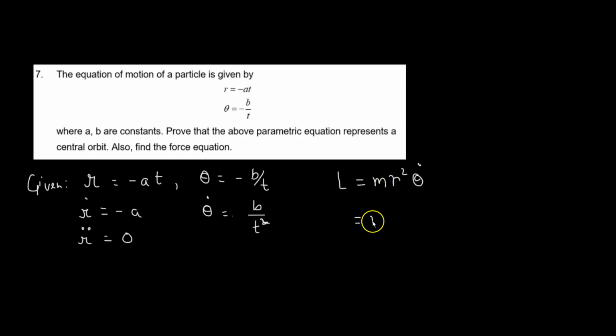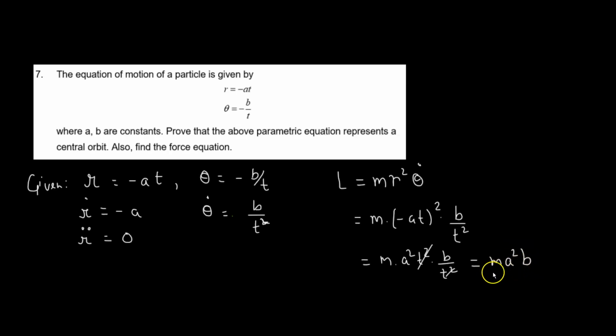So we have m times r, where r here is negative at, whole squared, times theta dot. Theta dot is b over t squared, which equals m times a squared t squared times b over t squared. So the t squared gets cancelled, and that leaves us with m times a squared times b. A and b are constants, that's already given. We will consider mass to be constant for the particle. So this is constant, and because our angular momentum is constant, we know for sure that these two equations, r equals negative at and theta equals negative b over t, represent a central orbit.